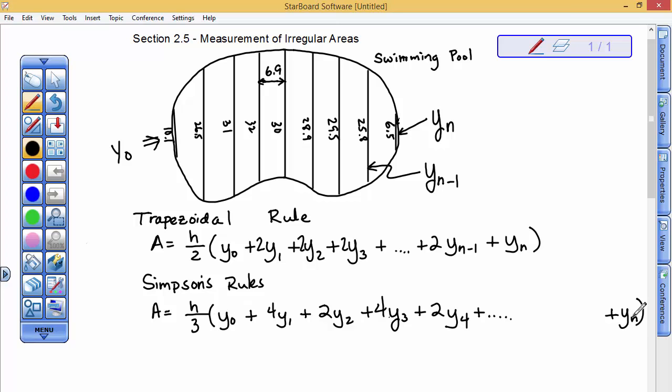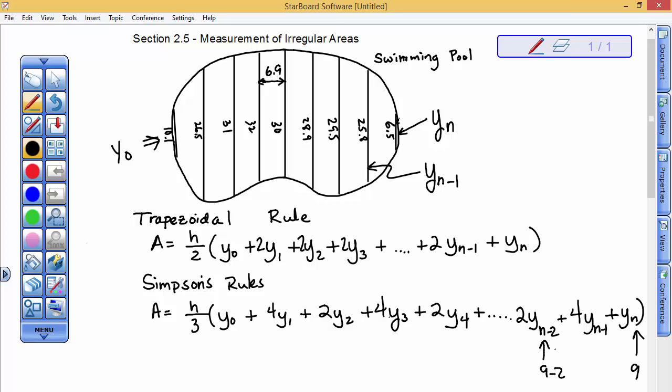Here you have 4 times y sub 1. So right before this, you're going to have 4 times y sub n minus 1. Don't forget, that's the line before the last. That'd be the 25.8, the line before the last one. And then in front of that, you'd have 2 times y sub n minus 2. All that means is if this was the ninth line, here, 9 minus 1 is, this would be the eighth line.